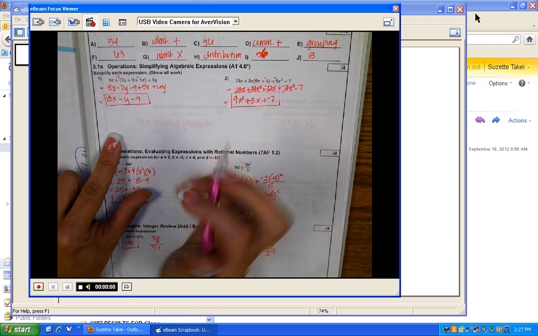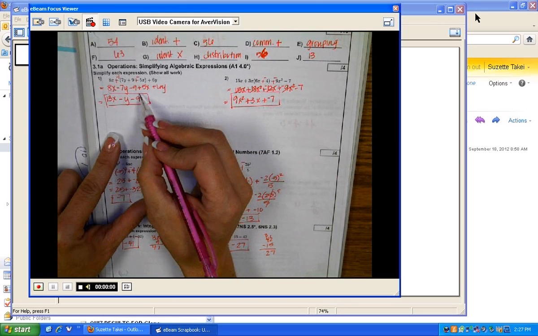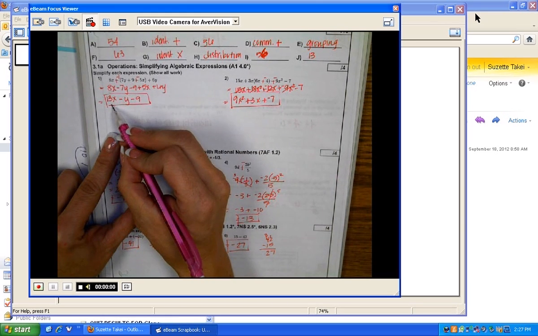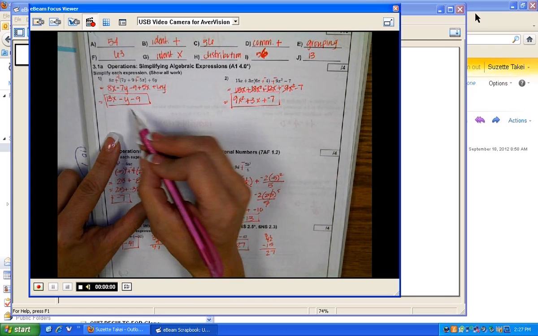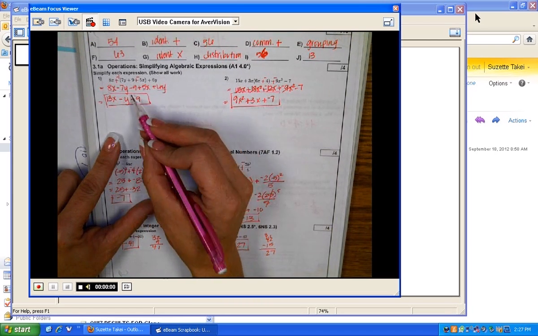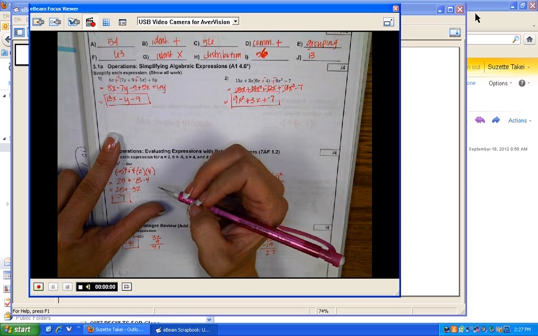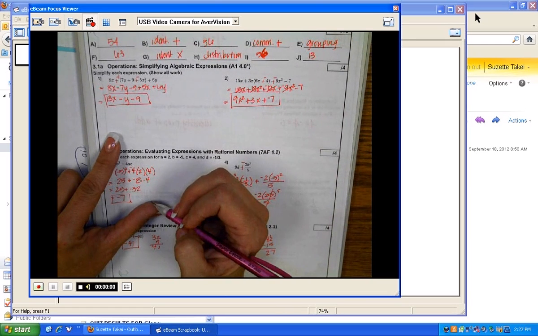Then I combined my like terms. I did my positive 8x and my positive 5x first and got 13x. Did my -7y and my positive 6y and got a -1y, and then I had a -9 left, and that's my final answer. These guys cannot be combined because they're not like terms.